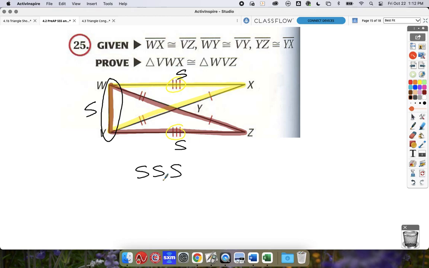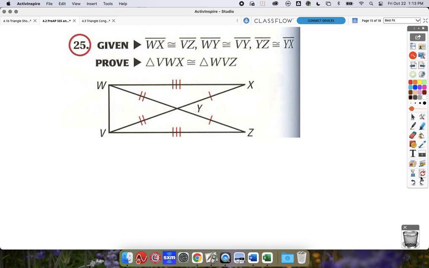Wait, so then can we do the proof for this? Can we do side, angle, side? No, that's not going to be on our test. Why don't we do that? Because this side and this side are the same. This side and this side are the same. And this side and this side take some work but can be proven to be the same. But can we do angles? No. There's no way to do angles. What angle are you talking about? Angle W.